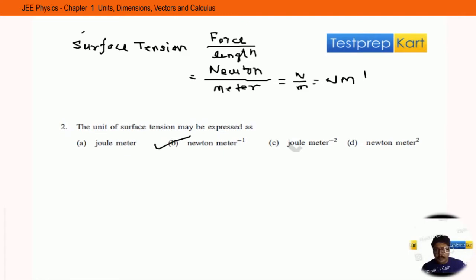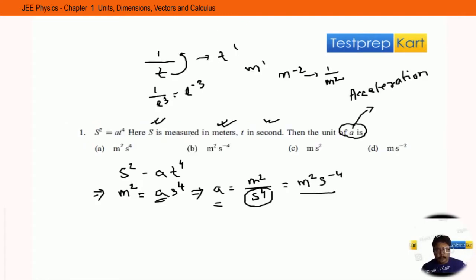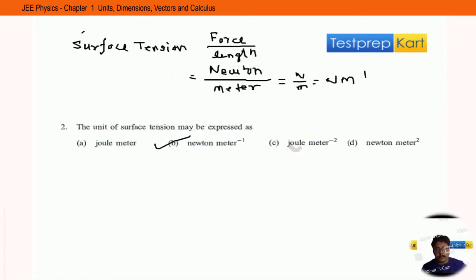In our previous slide, what will be the correct answer? That is B. Here it is also B. Now, in this question, if they ask you to find out the dimension of surface tension, then how will you do it? Here you just need to find out the dimensions of the Newton, meaning the force.